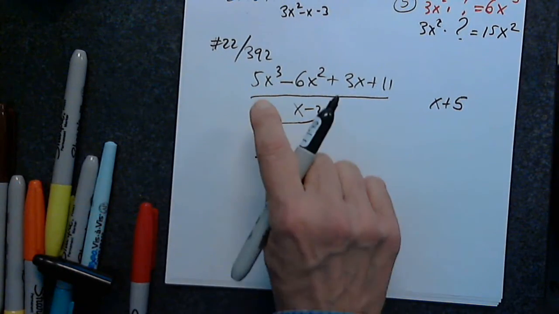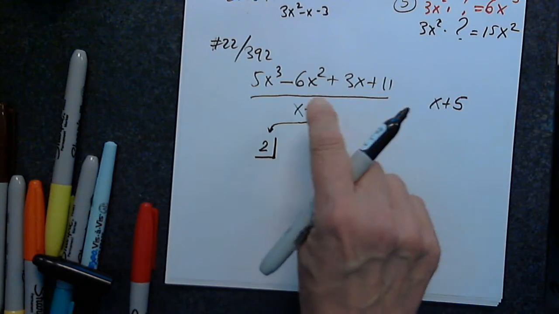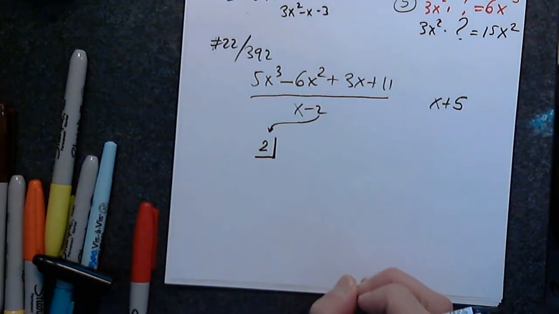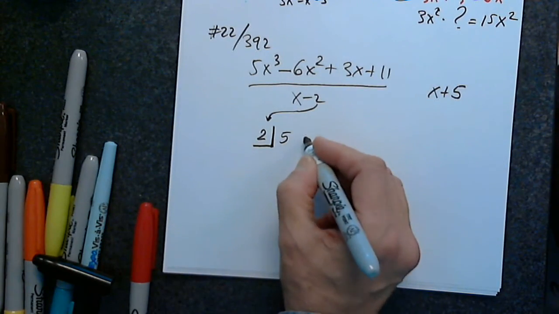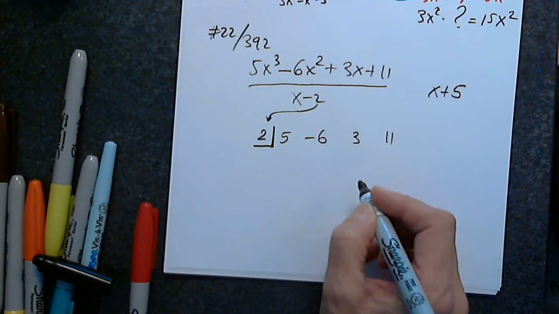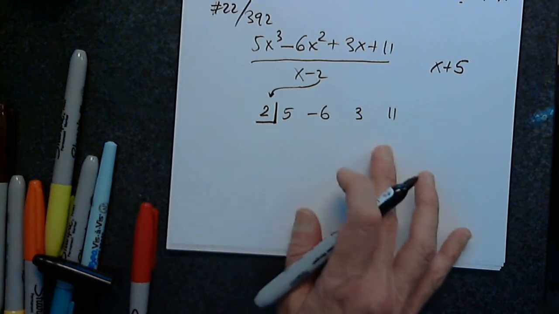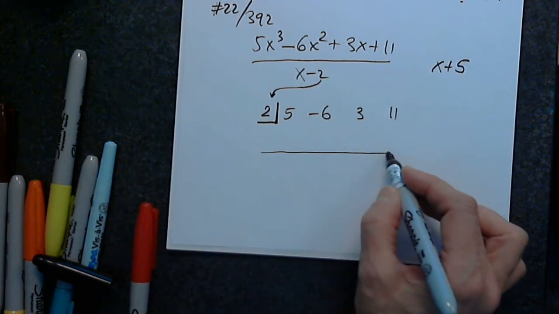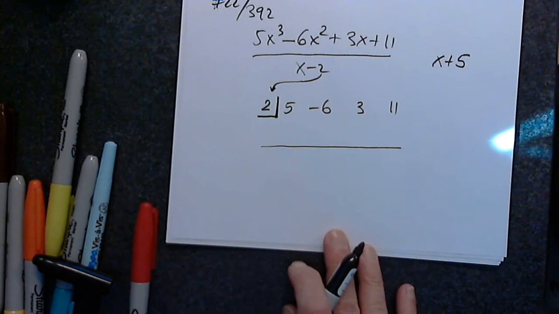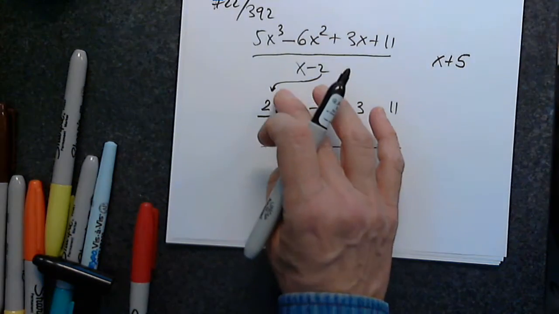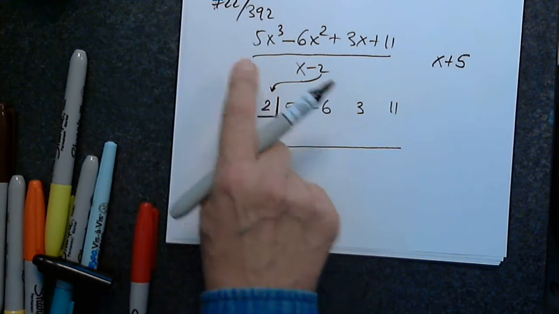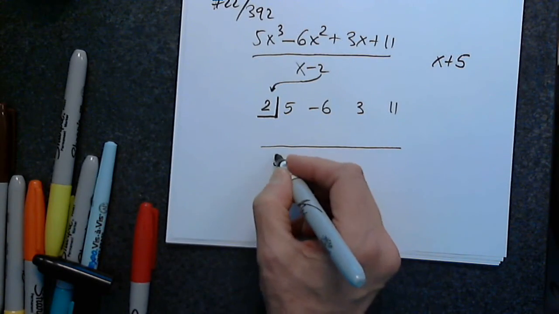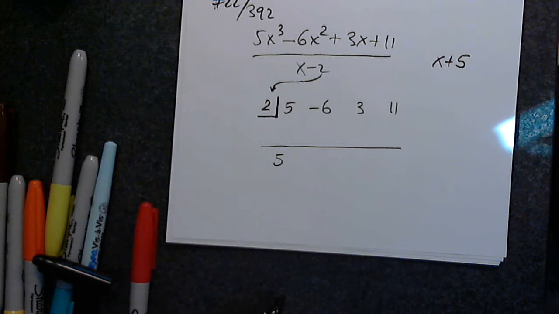The next step, I will copy all the coefficients. If there is a missing term, then I will copy 0 for that missing term. But there are no missing terms here. So 5, negative 6, 3, and 11. I will leave some room under these numbers and then draw a horizontal line. Synthetic division requires that the leading coefficient of the polynomial in the numerator must be copied. We don't do anything to the first coefficient.